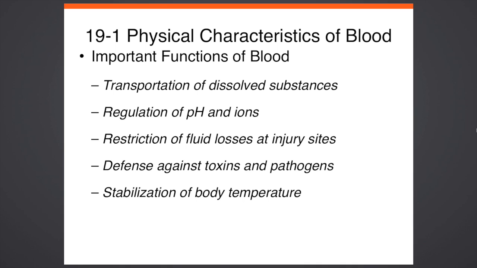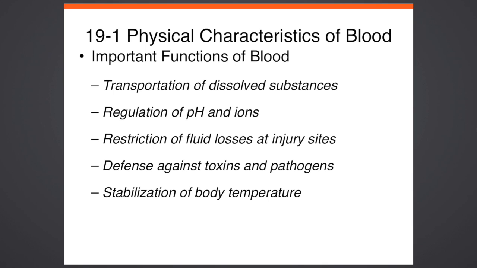The physical characteristics: blood transports dissolved minerals and substances. It also regulates pH and ions. It restricts fluid losses at injury sites, which happens when people are injured. It defends against toxins and pathogens, which helps you fight against disease through the immune system. And it stabilizes the body's temperature, keeping it at 98.6 degrees.